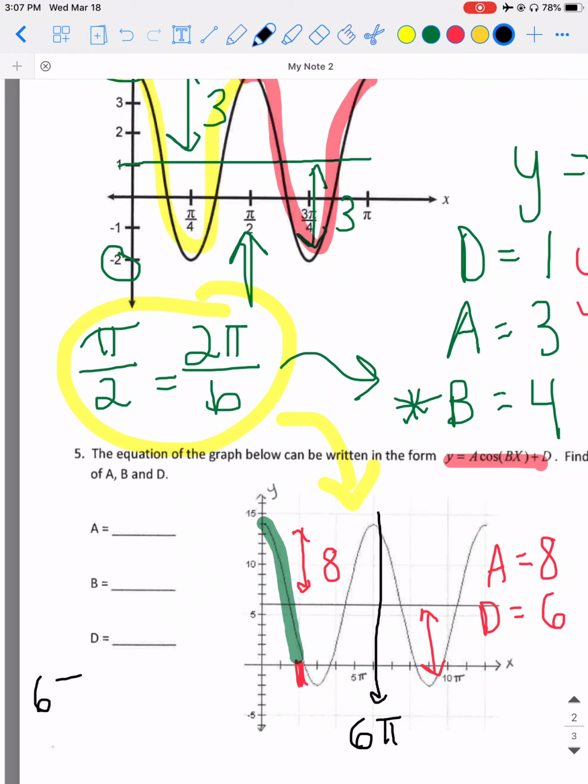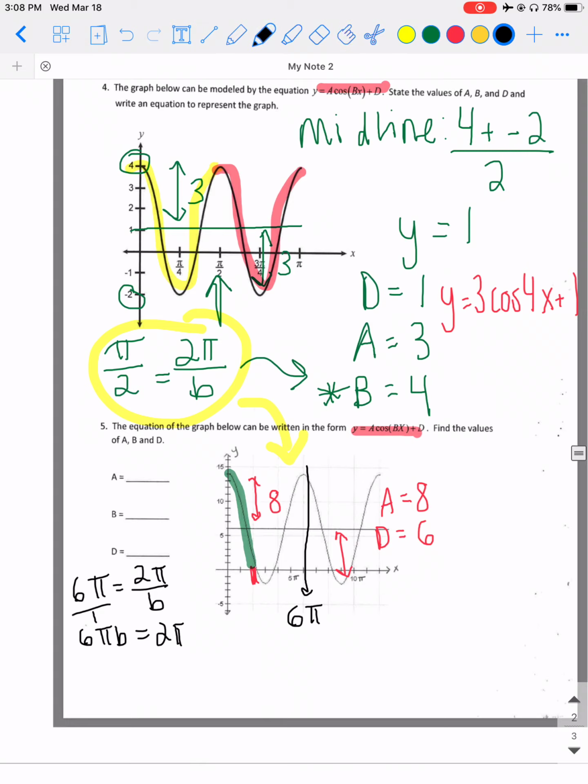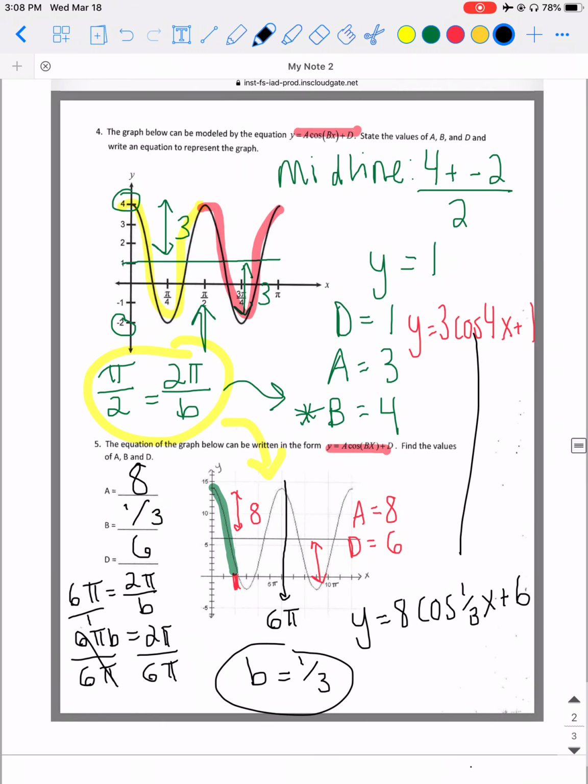So I know that 6 pi is equal to 2 pi over b. If I cross multiply here, I'm going to have 6 pi b is equal to 2 pi. To get b by itself, let me divide both sides by 6 pi, and I'll get b is equal to 1/3. So if I needed to write an equation, I'll have y equals 8 cosine of 1/3 x plus 6. 8, 1/3, 6. All right, I'm sorry this is super messy on my iPad, but I hope this helps.